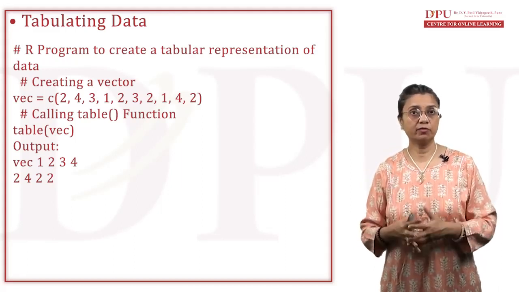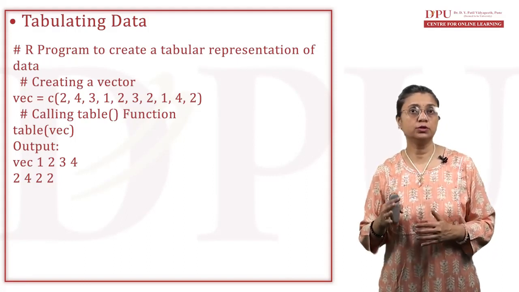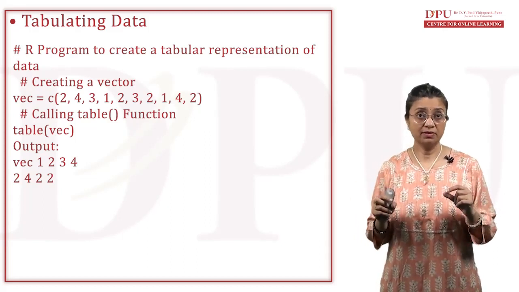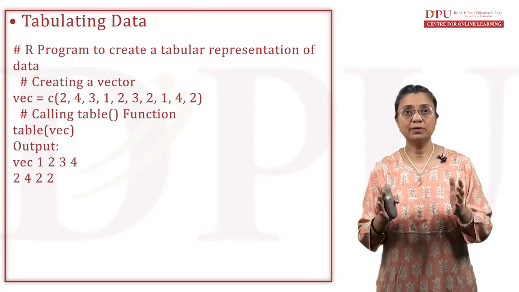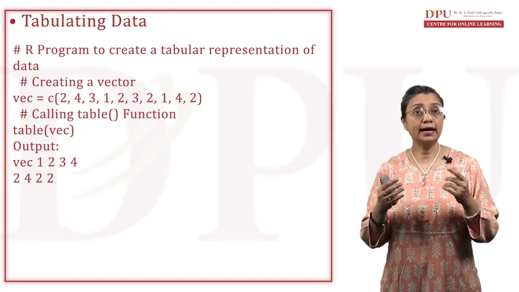Here we have created a vector. Vector equals 2, 4, 3, 1, 2, 3, 2, 1, 4, 2. So this is my vector. These are my values. Now I'm calling a table function, and within brackets I write vector. So vector is my variable, and I create a table.